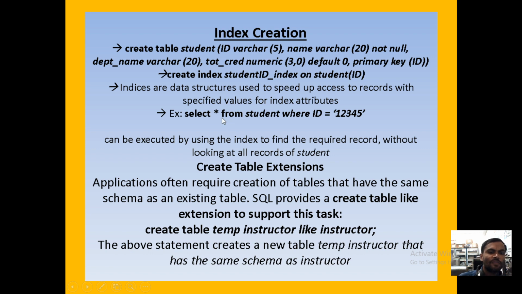Now if you use select star from student where ID equal to 12345, it retrieves only the particular ID 12345. The ID range we are giving goes only up to 5. Then we can execute it by using the index to find the required records without looking at all the records of the student table. With the help of the where clause we are filtering the records, and only the particular record data comes back.